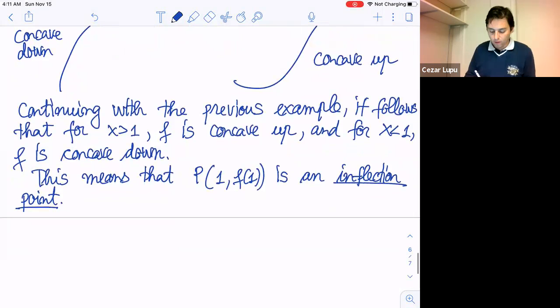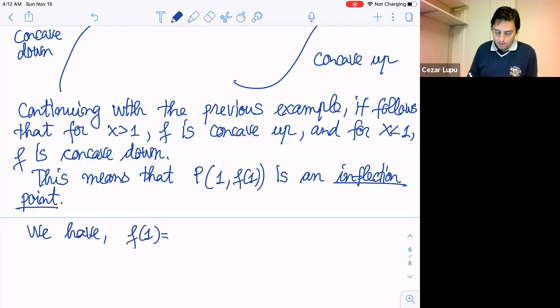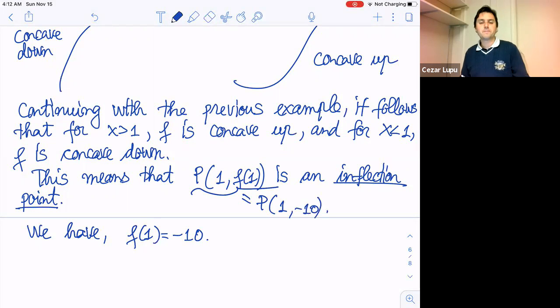And now let's compute f of 1. We have that f of 1 is -10, right? So this here is nothing else than just P of coordinates 1 and -10. So this is an inflection point, right? At this point we know what an inflection point is. We know what it means for a function f to be concave up and concave down.